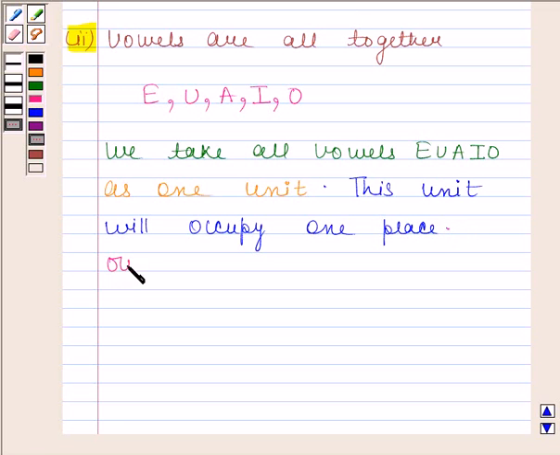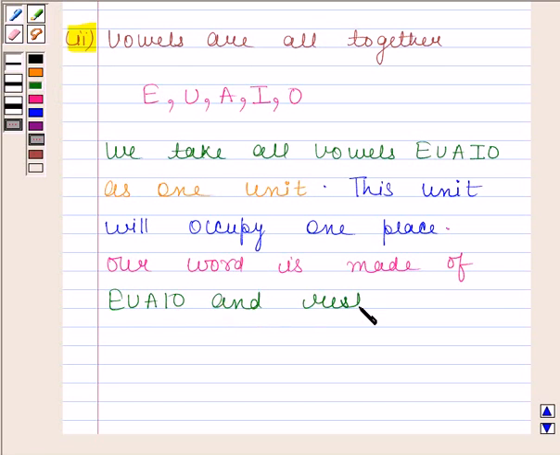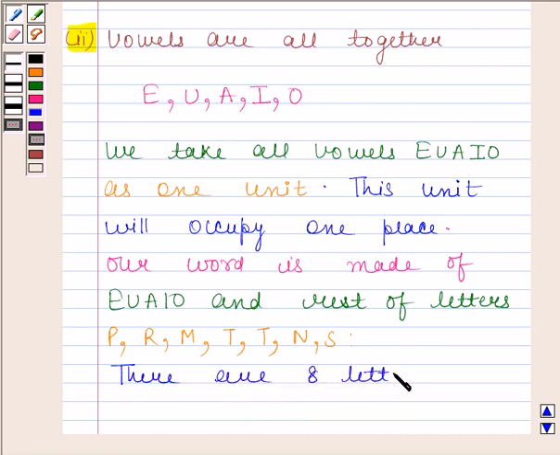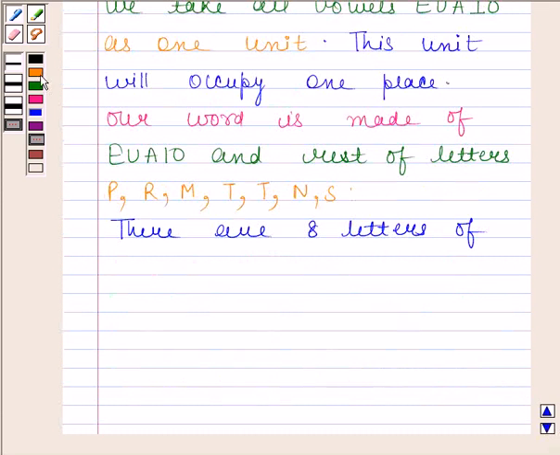So now our word is made of the vowel unit E, U, A, I, O and the rest of the letters, that is P, R, M, T, T, N and S. So now we have 8 letters, of which T appears 2 times and the rest are all different.